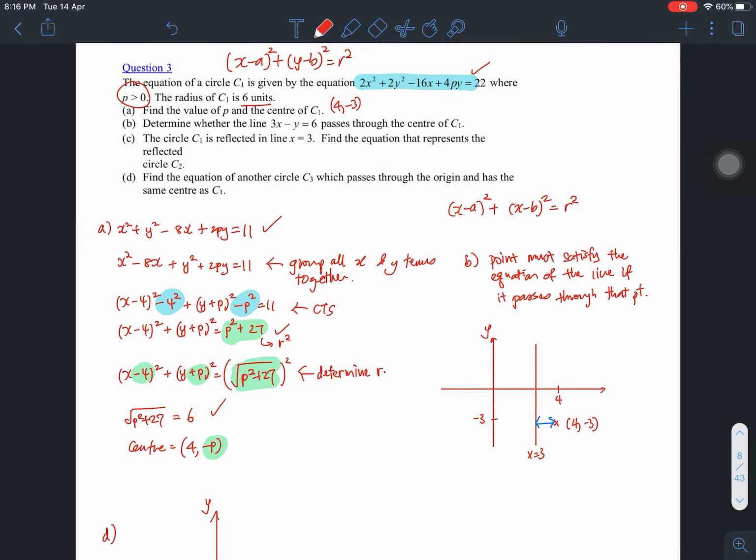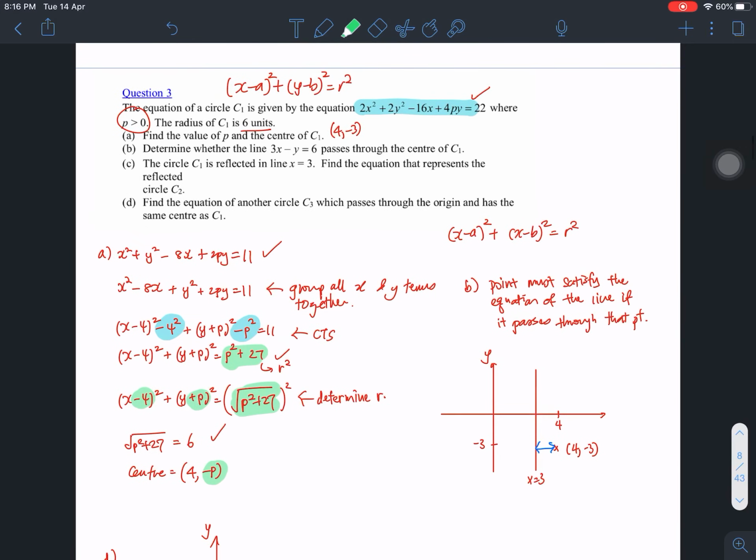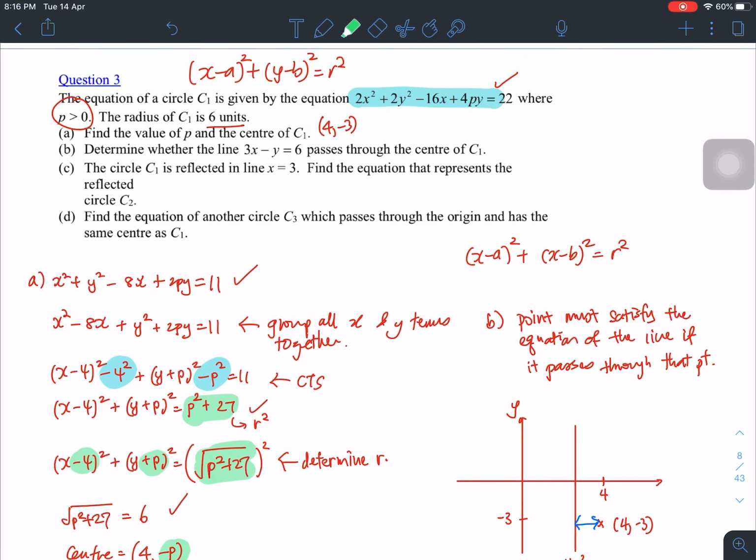Okay, so you should have the answer already, right? The answer for the center is just this (4, -3) over here. I'm just writing it out because I'll be using it quite often for the next few parts. Okay, so I'm done with the first part.